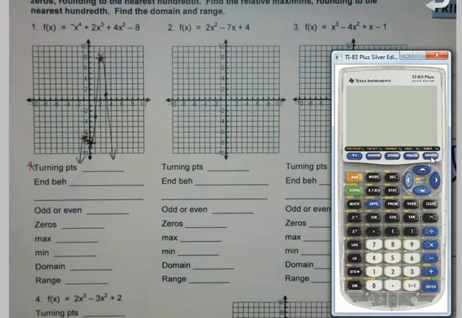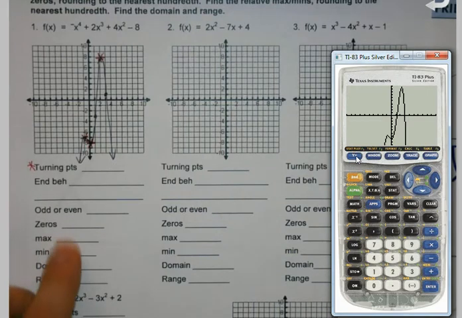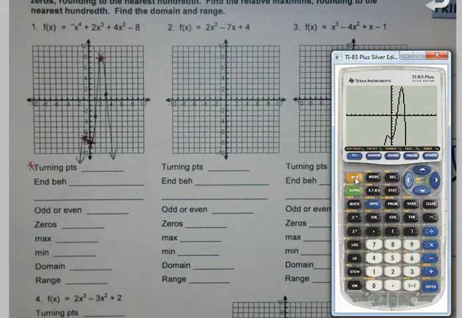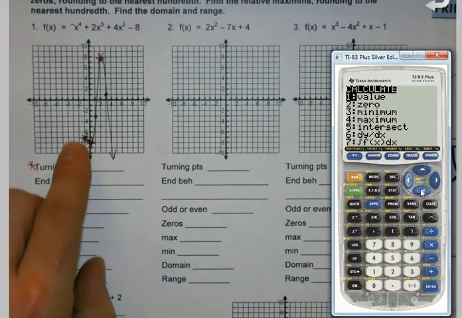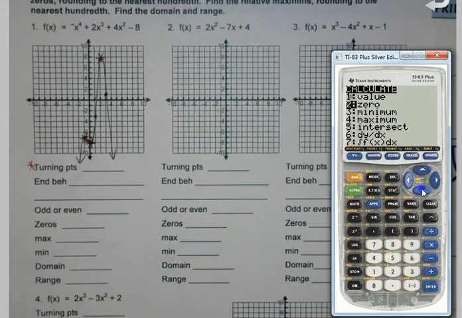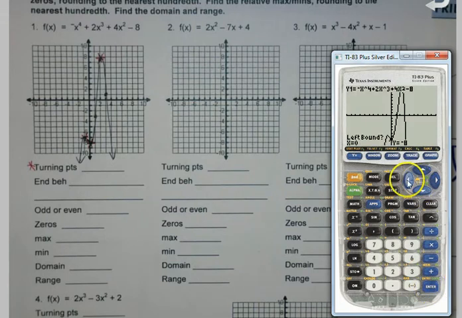I need to know what those values are. Now the only way to be sure of what those values are, since I don't know every single point on here, is to use my experience with maxes and mins. So when I'm looking at my turning points, I'm going to hit second trace, and then we're going to go back to this calculate menu that we've literally lived off of for a lot of our graphing purposes. This first one that's going up and then coming back down looks like a max because it has that hill shape to it. So I'm going to get maximum.